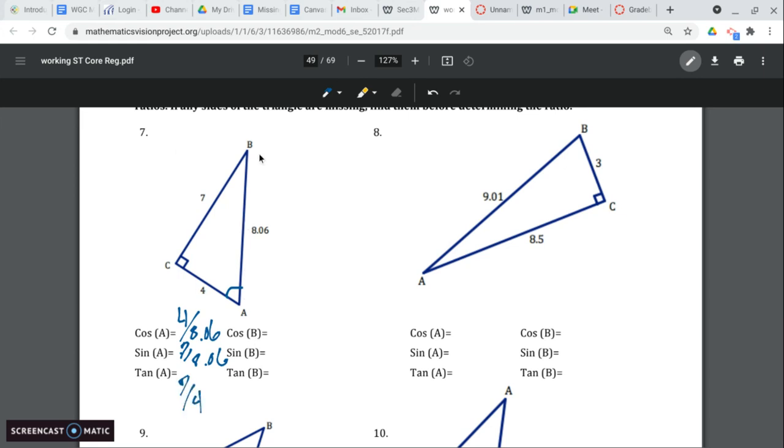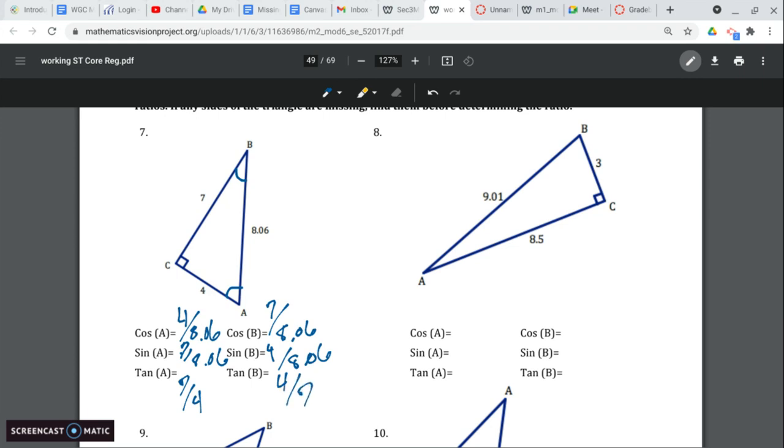Now, we go over here, we do it all from the B angle as our point of reference. So we do adjacent over hypotenuse. So we have 7 over 8.06. Then we do opposite over hypotenuse. We have 4 over 8.06. And then we do tangent, opposite over adjacent, 4 over 7.